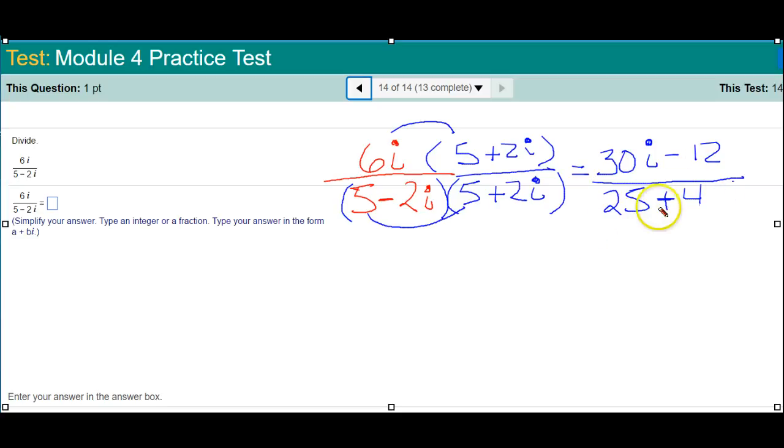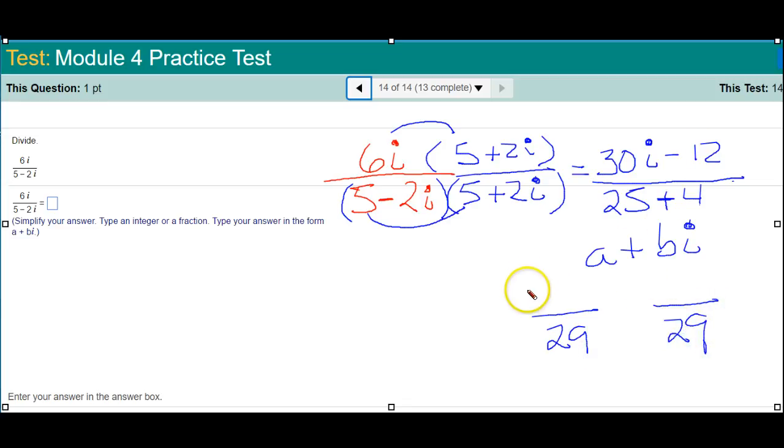Now, we are asked to put this in standard form, a plus bi. And the way we do it, this is going to be a 29 here. And this will be a 29 there as our denominator. And this is going to be a negative 12. And this is going to be plus 30i. Or we can put the i out here, it's better.